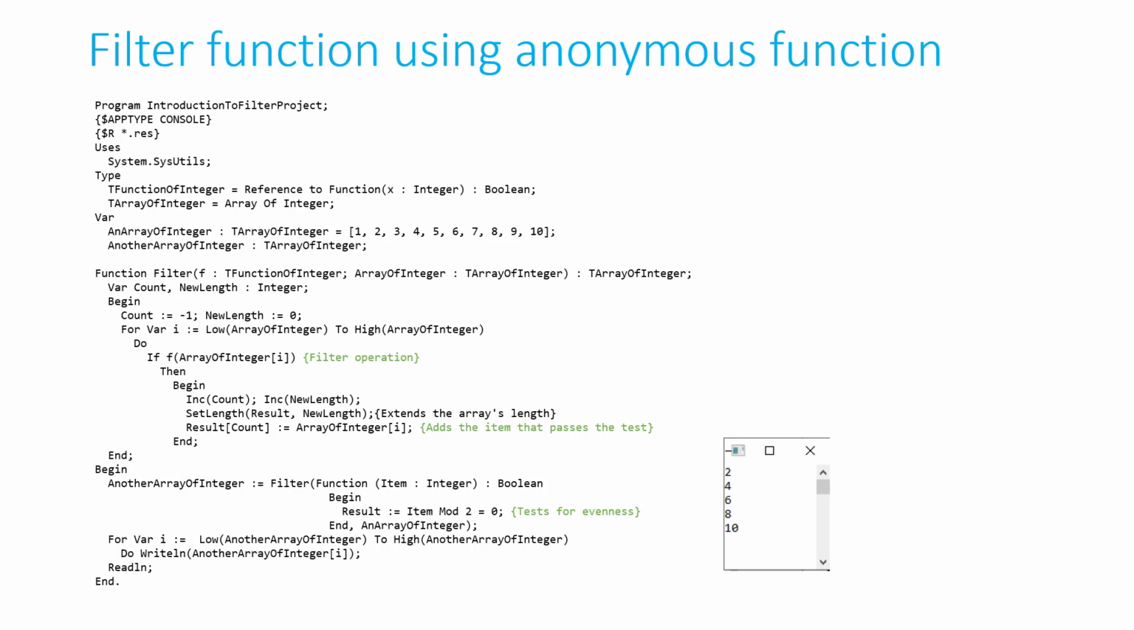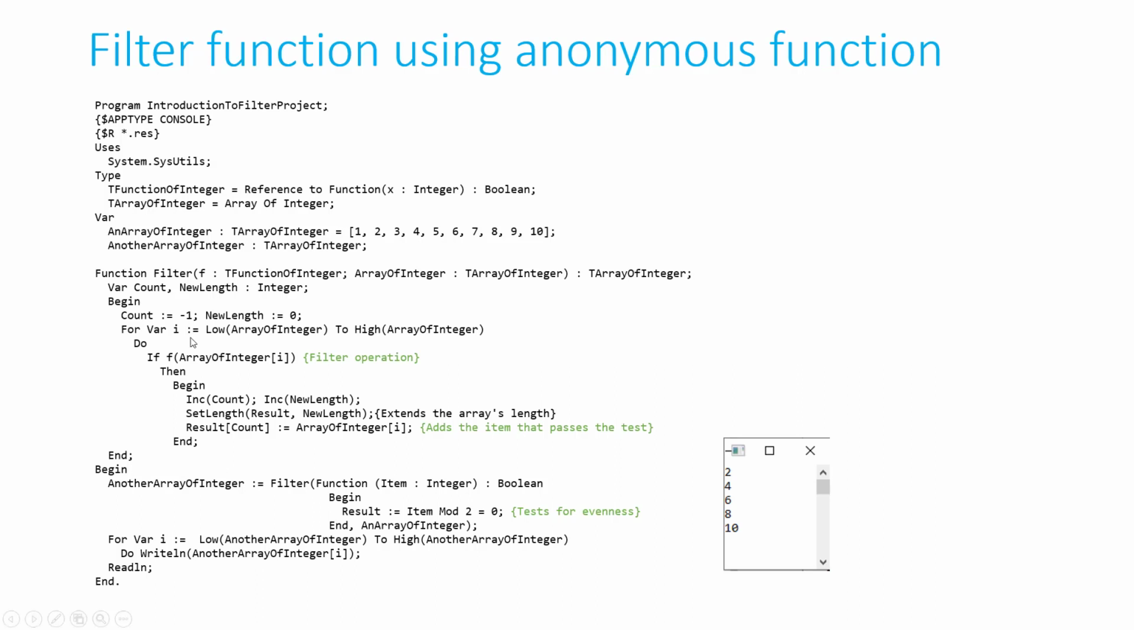And as we loop through this for loop, if we find another even number, then the count is incremented again, new length is incremented, and we set a new length so that we can extend the array, and we store the new integer, even integer, in the newly added element of the result array. So SetLength is extending the result array, which is a dynamic array, and result count is storing the integer which passes the test of evenness.